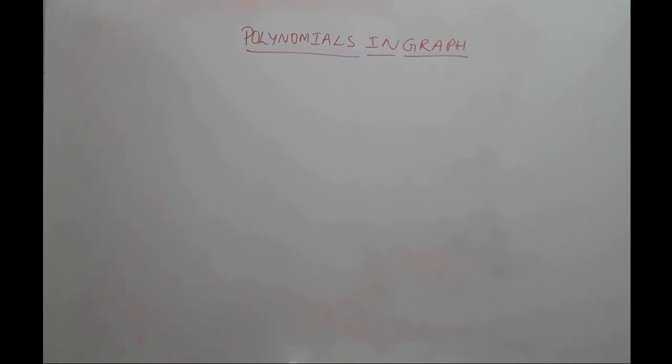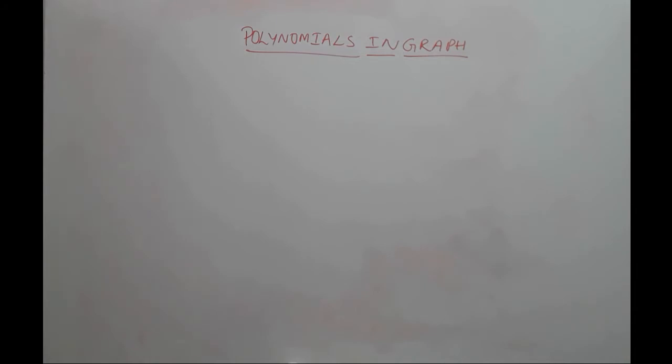Hello students, so today we learn about polynomials in graph. So what happens is this, you have x and y coordinates in a graph, and the values that you get in polynomials can be plotted on a graph. So the zeros of a polynomial p of x are actually the coordinates of the points where the graph of y equal to p of x intersects the x axis.